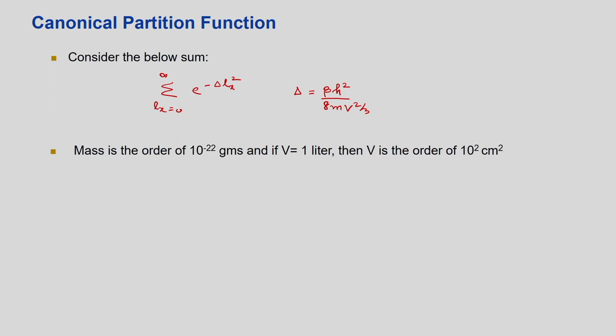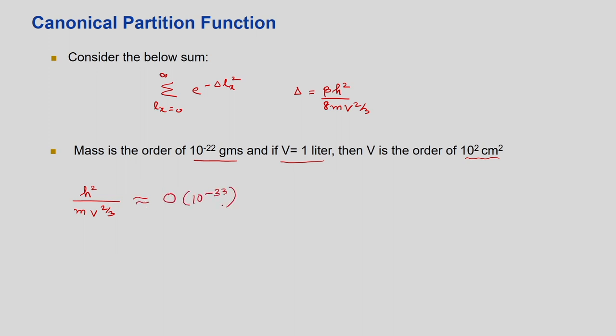8mV^(2/3). If you see, the mass of an atom is usually in the order of 10^-22 grams, and if we assume the total volume of the box as 1 liter, V will be in the order of 100 cm³. So what will be the order of delta? Let us see. If I write down h square by mV^(2/3), h is of the order of 10^-27 if we write in terms of ergs per second. You square that, so it becomes 10^-54, and m V^(2/3) is of the order of 10^-21, because it is multiplied by 100.